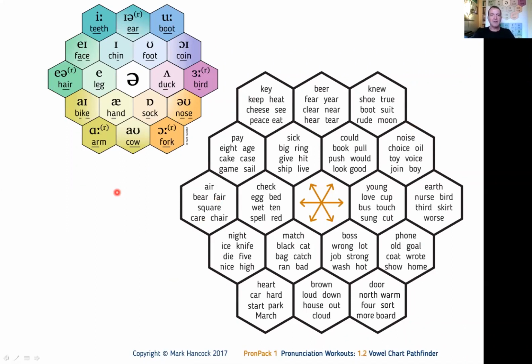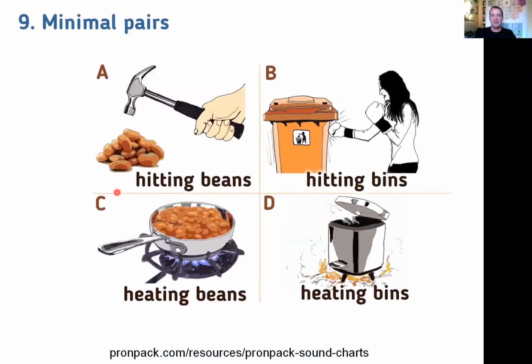Okay, the final concept I want to talk about is minimal pairs, and here are some examples. A, hitting beans. B, hitting bins. C, heating beans. D, heating bins. Here you can see you've got two minimal pairs. You've got hitting versus heating, and you've got beans versus bins.